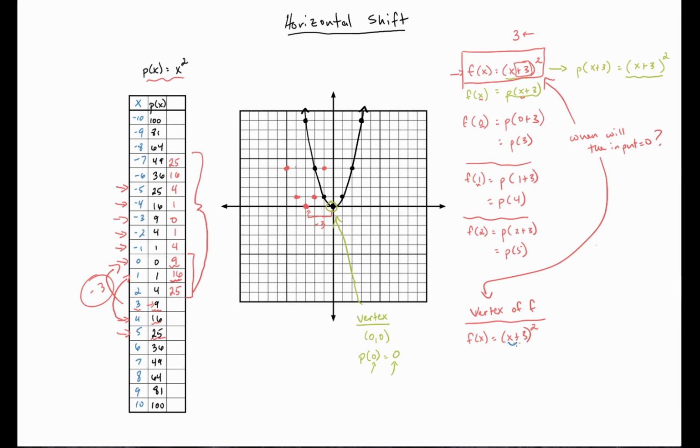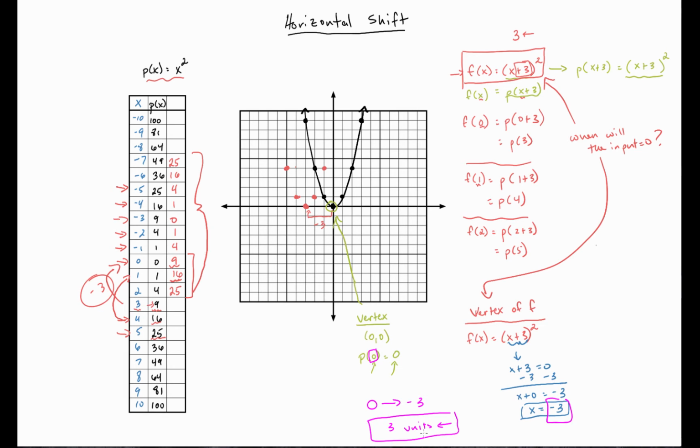So instead of it being simple and having an input of x, we need to now figure out when x plus 3 is going to equal 0. Perfect. So now we know that x equals negative 3 is when we are going to get our vertex. Well, if that's the case, then our input for the vertex went from normally being 0 to being -3. So it went from 0 to -3. Well, that's a shift 3 units to the left.